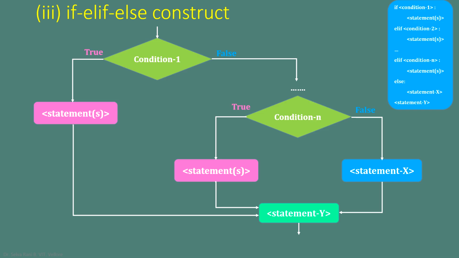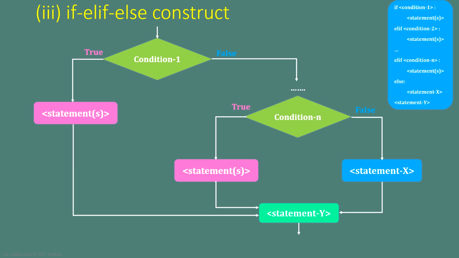If it is false, the interpreter will come to check the next condition 2, given along with the elif keyword. And here also we have two possibilities, either true or false. If the condition is true, the statements given under elif condition 2 will be executed. And if the condition is false, the interpreter will come to check the next condition 3. In this way, we can give n number of conditions with the help of the if-elif-else ladder.